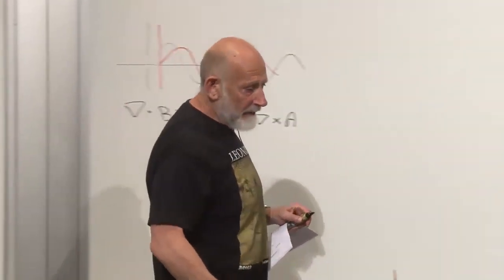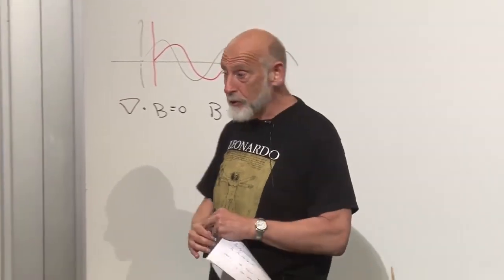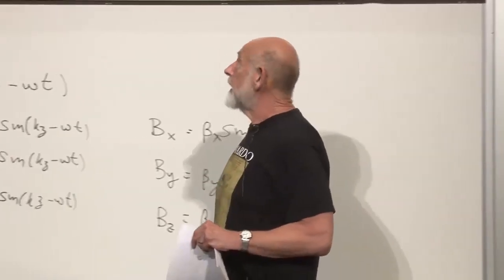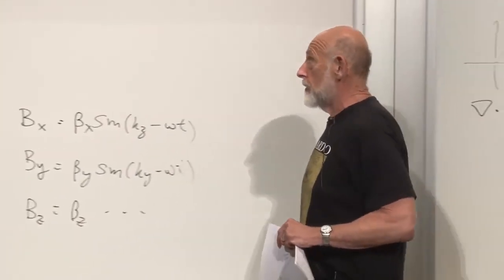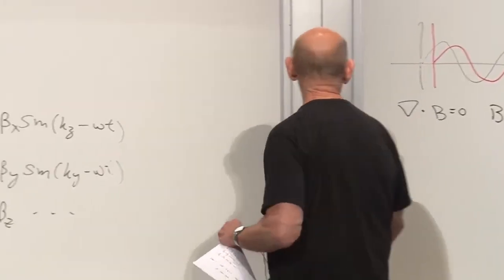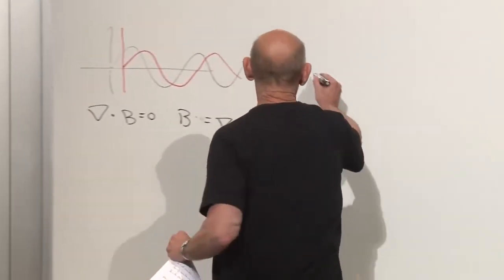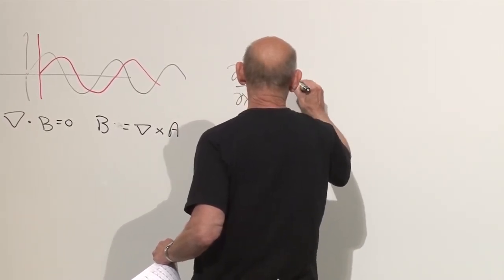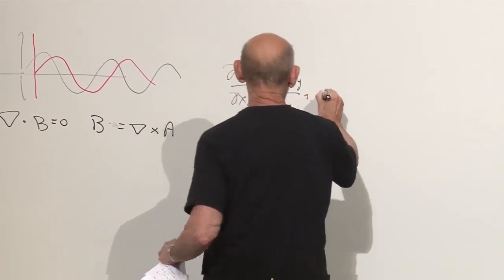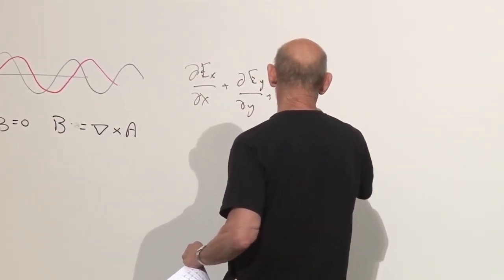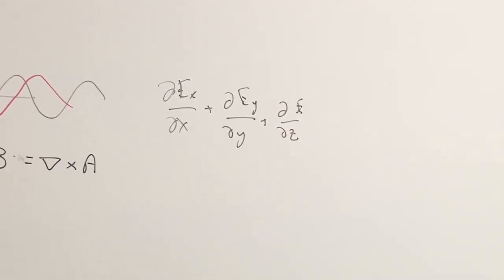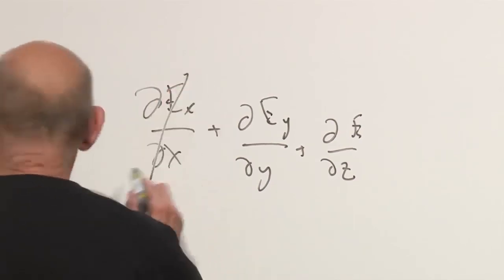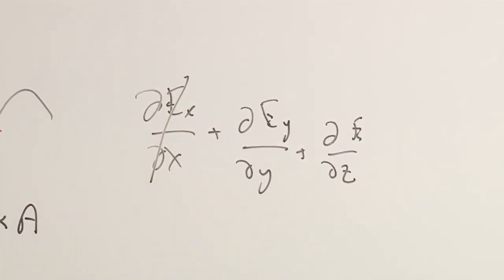But now I have not in any way used any of the equations of motion. So let's use the equations of motion and see what they say. First of all, let's take del dot E equals 0. Del dot E, what is del dot E? Del dot E is partial of Ex with respect to x plus partial of Ey with respect to y plus partial of Ez with respect to z. All right, now, Ex does not depend on x. That's gone. Ey does not depend on y. That's gone.